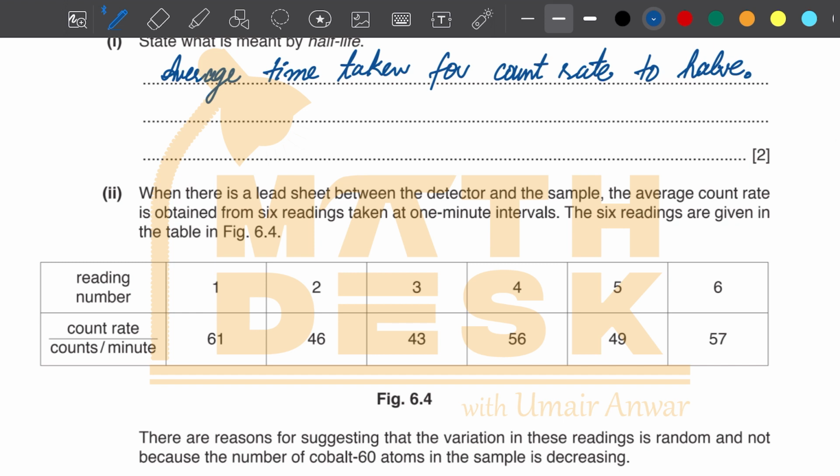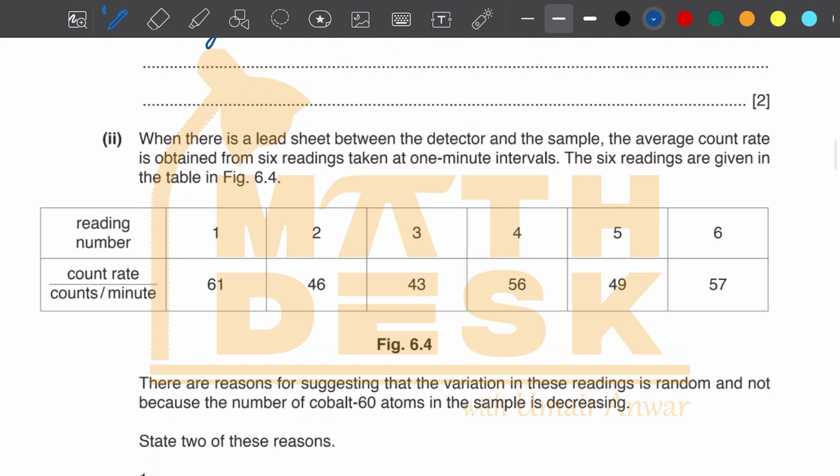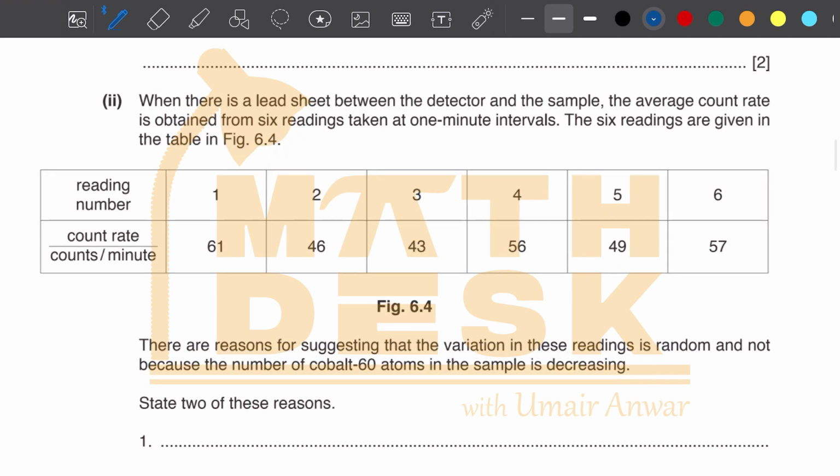In the next part it says when there is a lead sheet between the detector and the sample, the average count rate is obtained from 6 readings taken at 1 minute intervals. The 6 readings are given in the table below. So after the first minute the count rate was 61, second 46, then we have 43, 56, 49 and 57. So we see a random pattern in the readings. Sometimes they are decreasing, sometimes they even increase. The later ones increase from the previous ones.